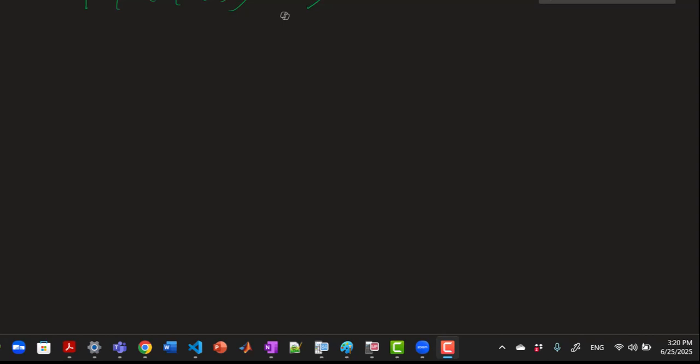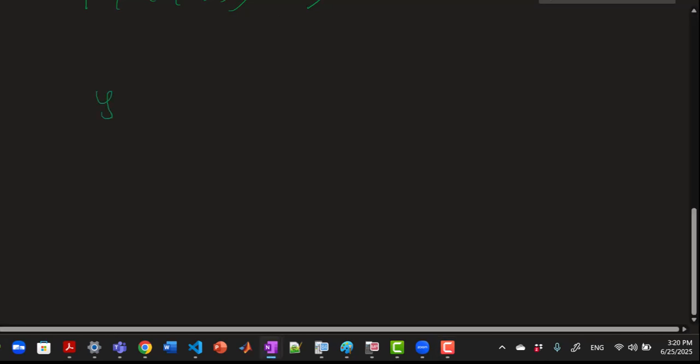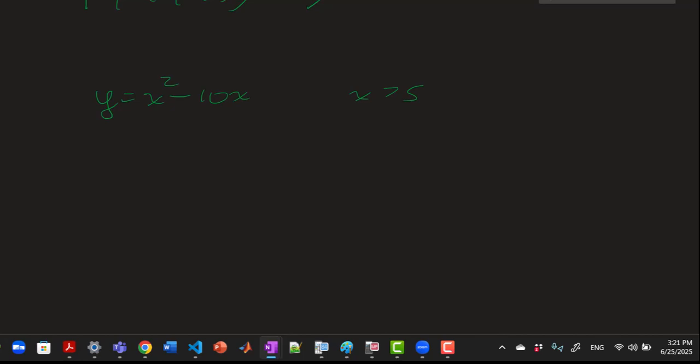Okay, now let's say I have y equals x squared minus 10x, x is greater than 5, and I'm supposed to find the inverse function. Alright, so I start by swapping my x and y. x equals y squared minus 10y.